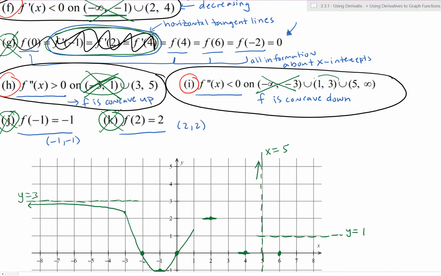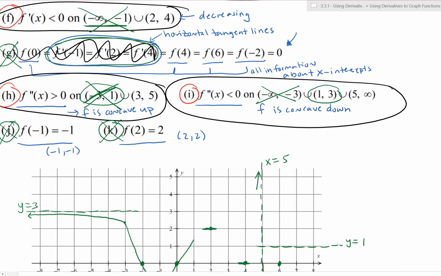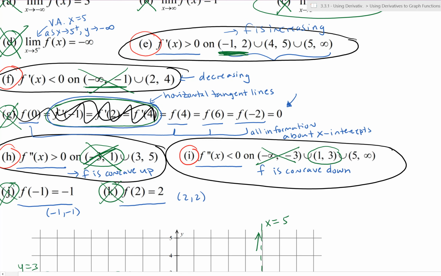I then turn to concave down from 1 to 3. And remember, I'm still going to be increasing all the way up to x equal to 2. So I'm going to change my concavity here, continue to increase, and I hit that horizontal tangent line that we already talked about that was at x equal to 2. I've now taken care of my negative 1 to 2 increasing part.